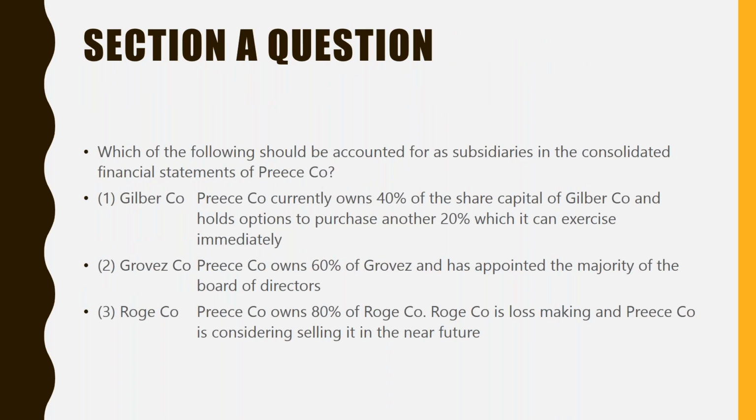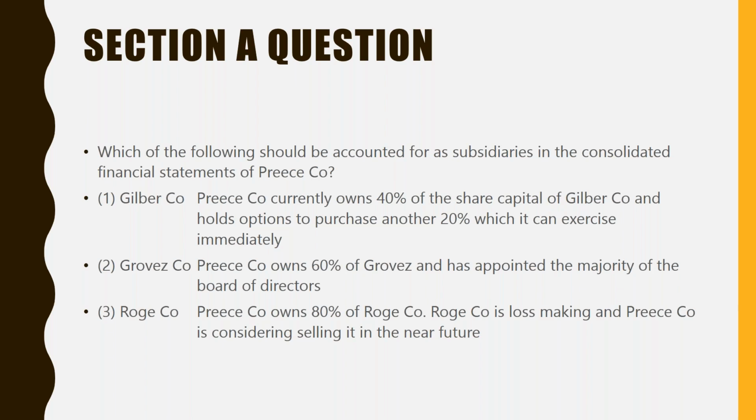So this one asks, which of the following should be accounted for as subsidiaries in the consolidated financial statements of Presco? So he gave you 3 options here, right? 1, Gilbert Co. Presco currently owns 40% of the share capital of Gilbert Co. and holds options to purchase another 20%, which it can exercise immediately. So you have to think back. In my consolidation, when do I obtain control? What is control? So that's what he's examining here, right? Is that one where Presco would control Gilbert?